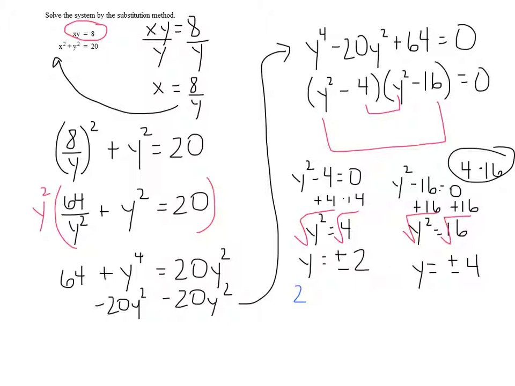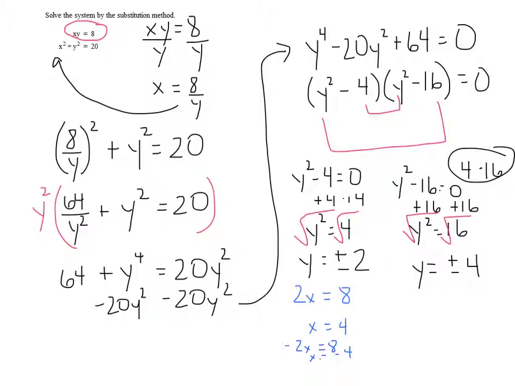2x times 2 is equal to 8 is going to give us x equals 4 for an answer. So if y is equal to 2, then x is equal to 4. Then if we plug in negative 2 for y, so that should give us negative 2x is equal to 8, then we'll get x is equal to negative 4.